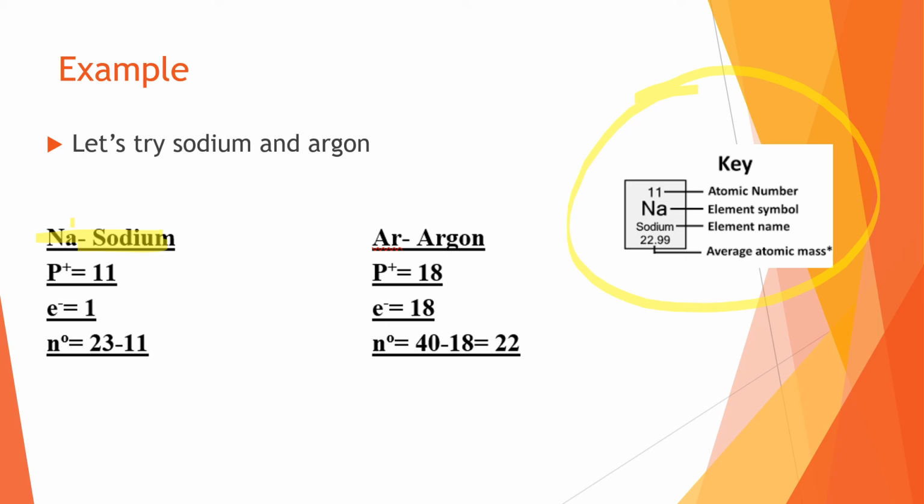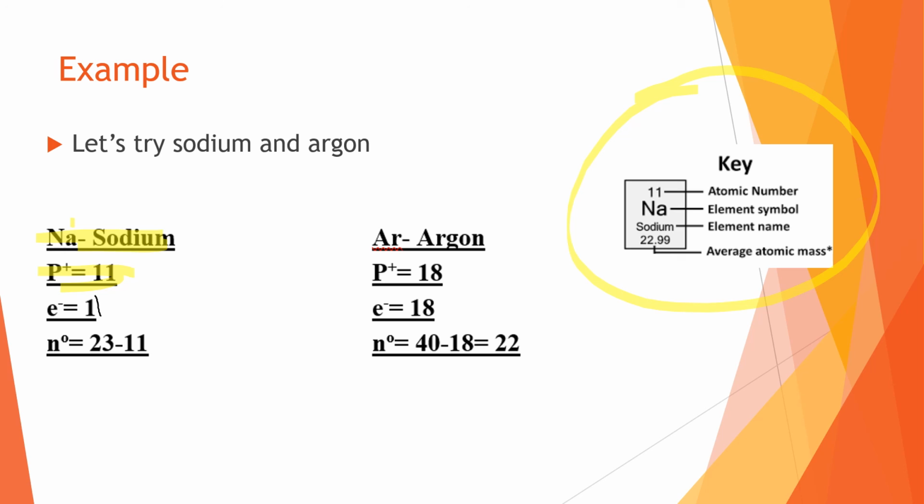The atomic number for sodium is 11, so the number of protons is also 11. The positive charges are protons, and the number of electrons is also 11. So this should say 11. There's a mistake. I'm actually going to use black. Sodium has an atomic number of 11, number of protons is 11, number of electrons is 11.